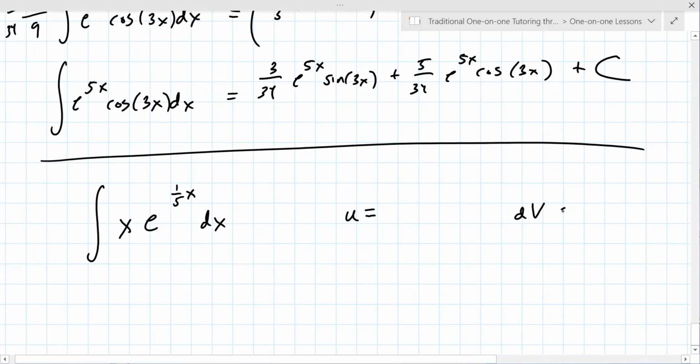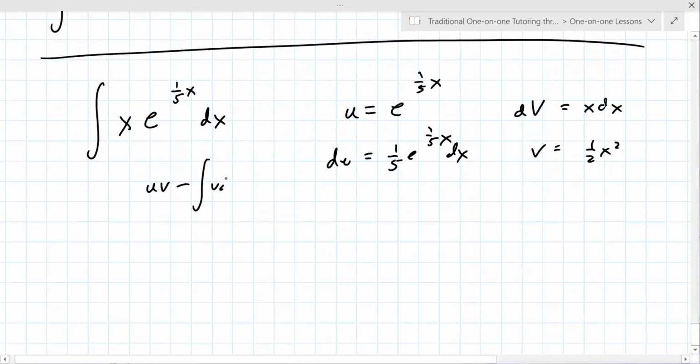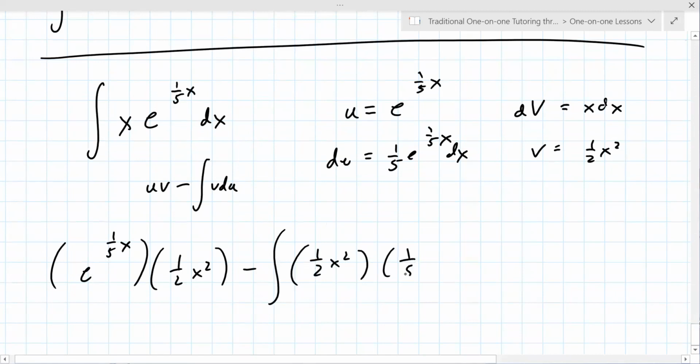What is your u and what is your dv? U is e to the 1/5 x. Okay, so if I do that, then dv is x dx. Do you agree with that? Yes. Okay, so du is 1/5 e to the 1/5 x, and v is 1/2 x squared. Now if we write uv minus integral v du, we get e to the 1/5 x times 1/2 x squared minus the integral of 1/2 x squared times 1/5 e to the 1/5 x dx.